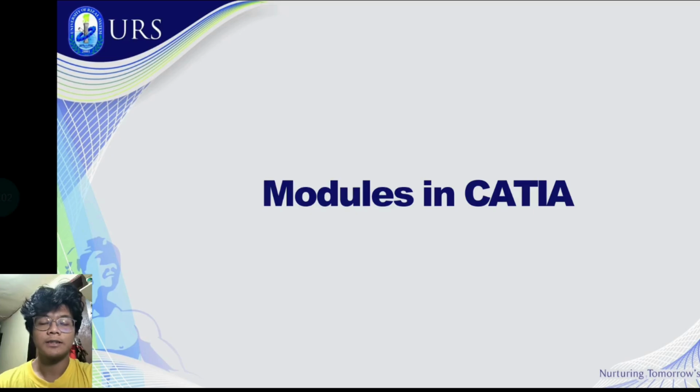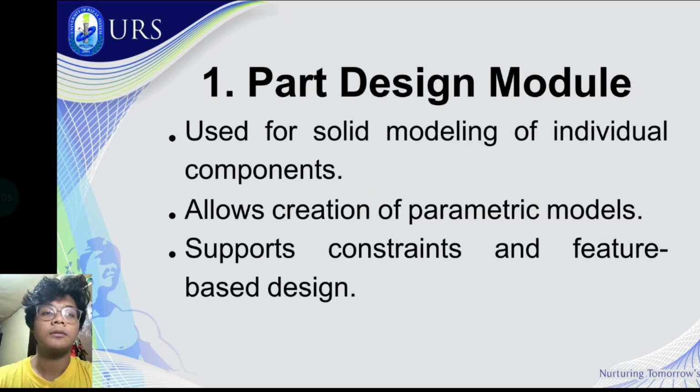Hello, so I will discuss the modules in CATIA. The first one is the Part Design Module. This is where you build individual parts in 3D. Think of it like sculpting a solid model but with exact dimensions. You can tweak things easily because it's parametric: change one value and it updates the design automatically.